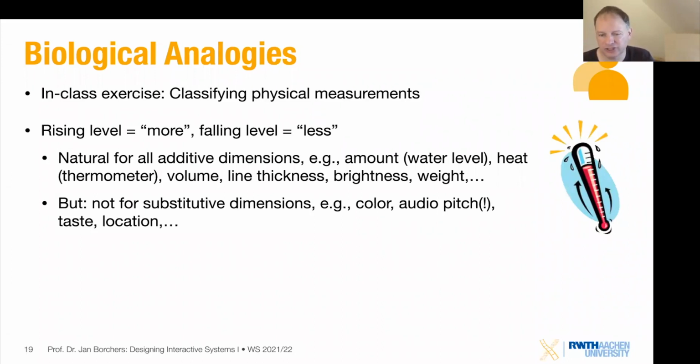And time is a super tricky beast. If we're just talking about the amount of time, like how long are you going to set an egg timer? Clearly 5 minutes is more than 3 minutes, so no problem there. But the circular notion of time no longer matches that, right? Is Sunday more than Wednesday? Not really, right? And we even have cultural differences on which day of the week starts. So these biological analogies work well with these additive dimensions, especially that we can usually create a very natural mapping.